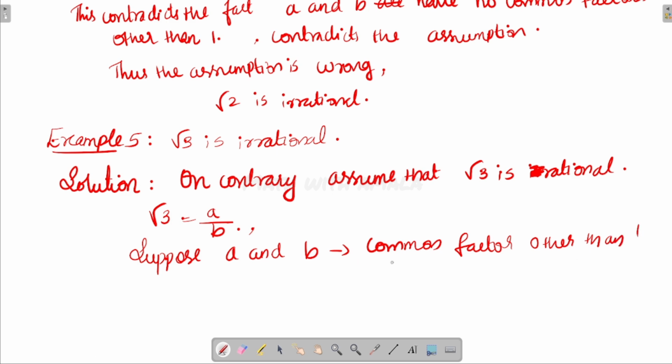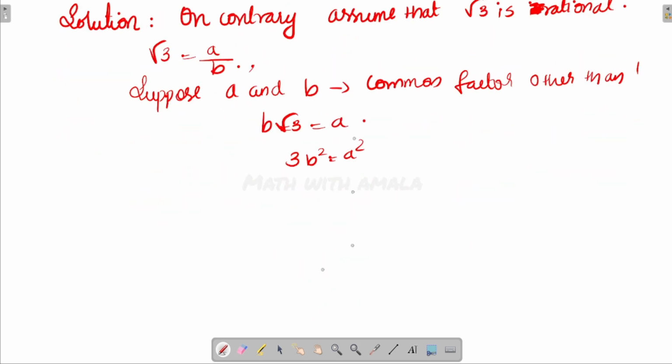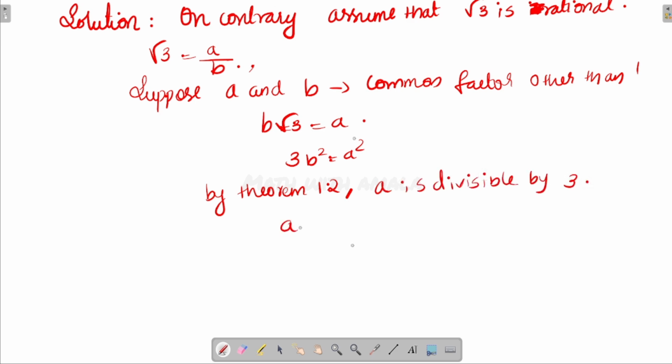You can write, with no common factors other than 1, simply b into root 3 is equal to a from the previous equation. After squaring, you will get 3b square is equal to a square. By theorem 1.2, we have that a is divisible by 3, which means a can be written like 3 into some number, or a is a multiple of 3. So let's take that number as c, then a is equal to 3c.